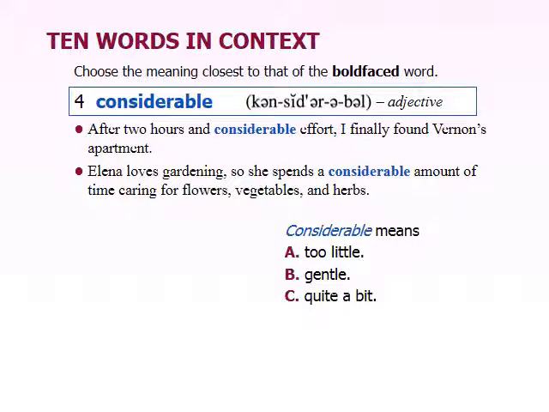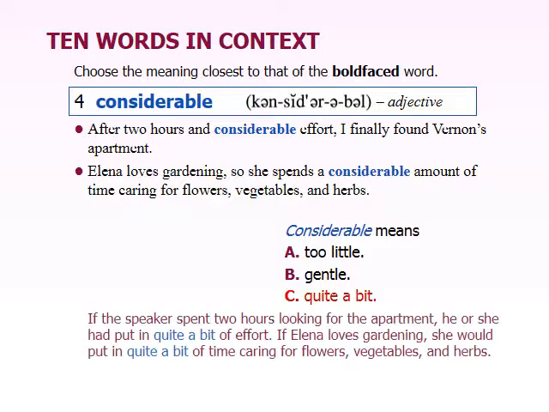Our next one here is considerable, and this one ends in able, and that tells us that it's an adjective when you see that at the end of the word. After 2 hours and considerable effort, I finally found Vernon's apartment. Elena loves gardening, so she spends a considerable amount of time caring for flowers, vegetables, and herbs. What considerable means is quite a bit. On page 35 it says rather great or rather large. So considerable basically means a lot.